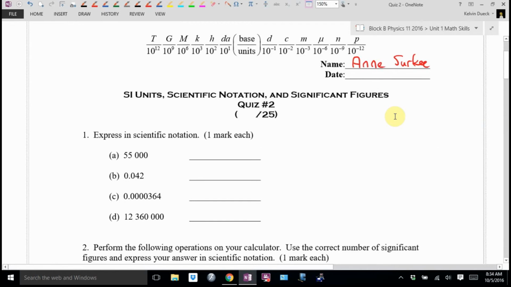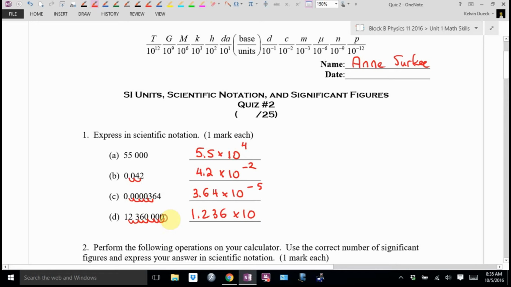Express in scientific notation, 1 mark each. 5.5 times 10 to the 4th. 4.2 times 10 to the negative 2. 3.64 times 10 to the negative 5. 1.236 times 10 to the positive 7. Is that right? Yes? 1 mark for each of those.